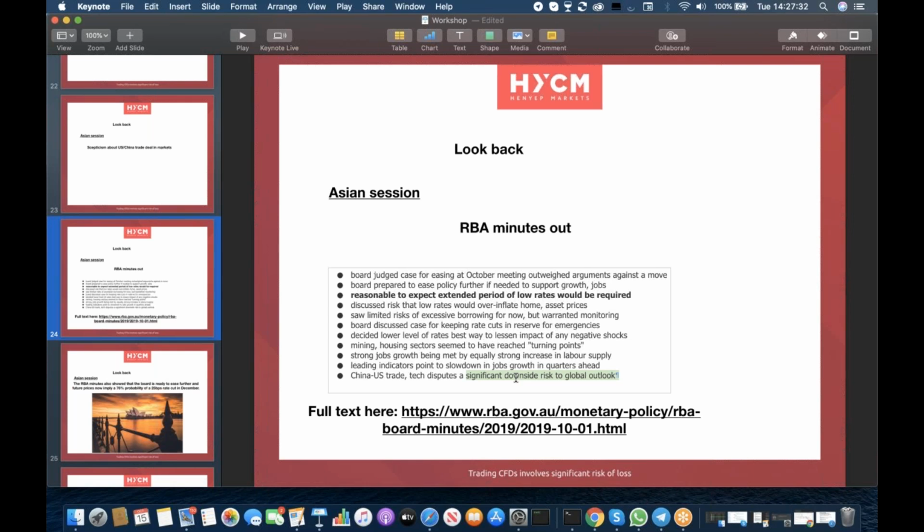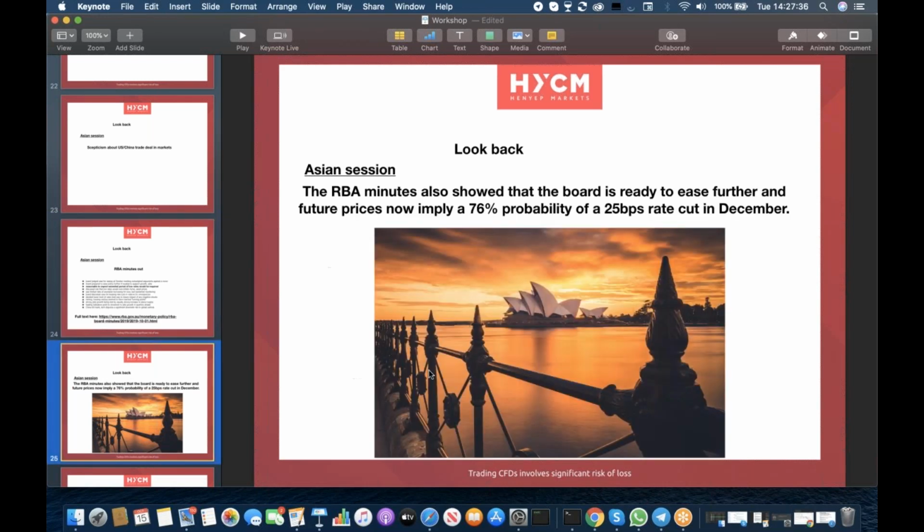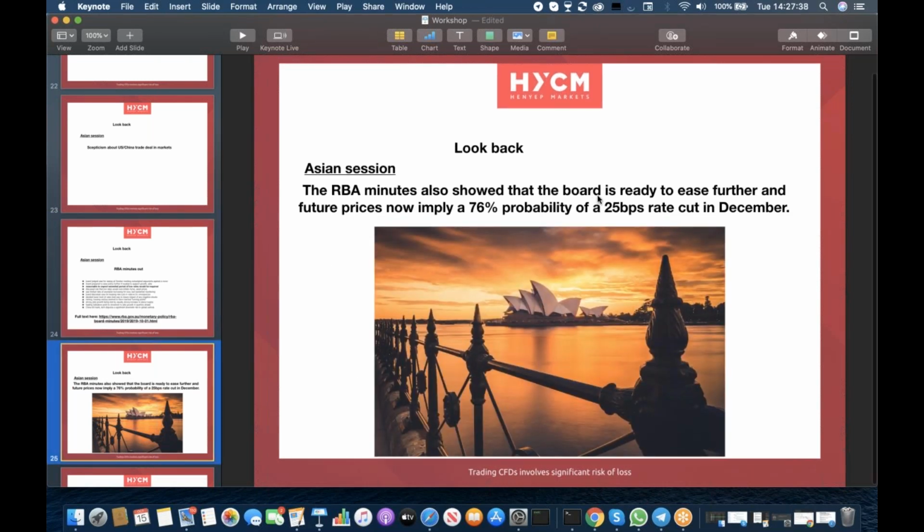So you put that all together, and the market looked at these minutes and saw that the board was ready to ease further, and futures prices now imply a 76% probability of a 25 basis point rate cut in December. In other words, the chances of a rate cut were now seen as more likely after the RBA minutes.